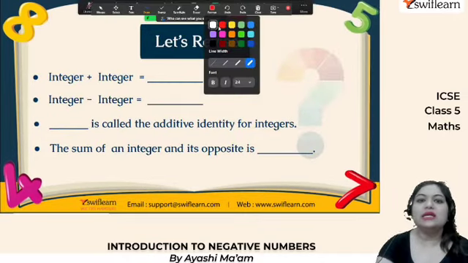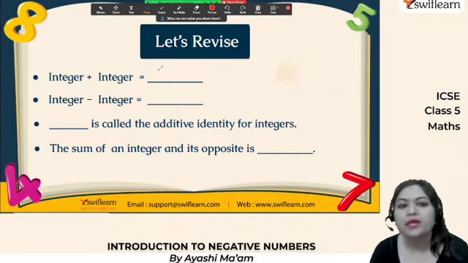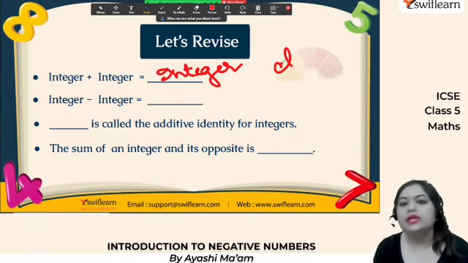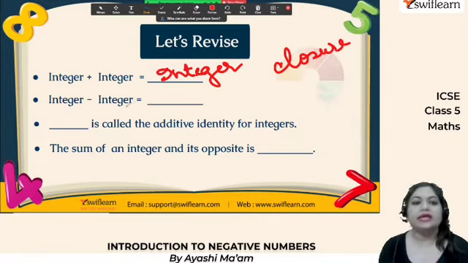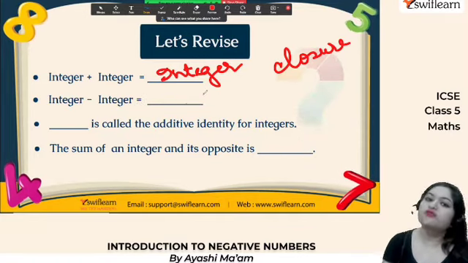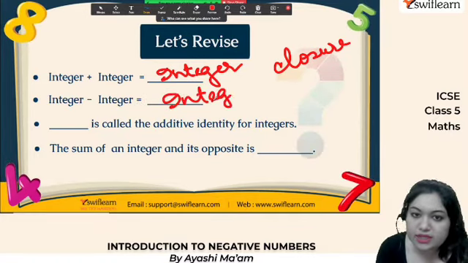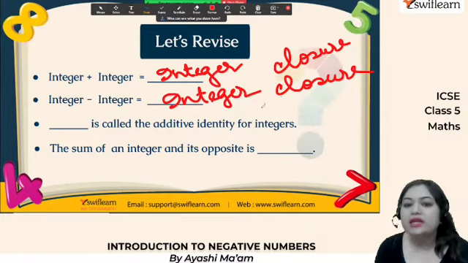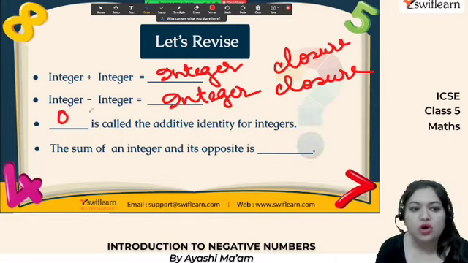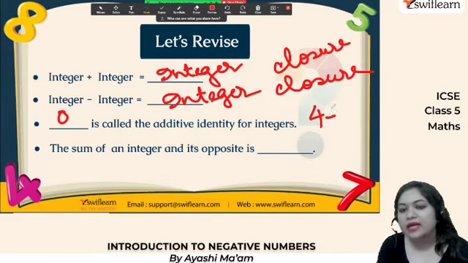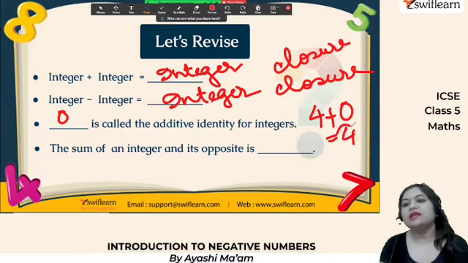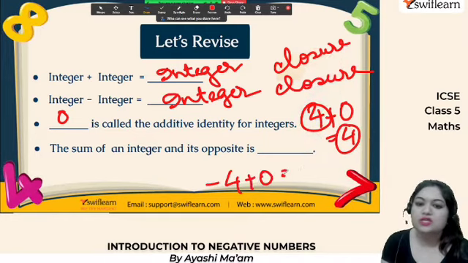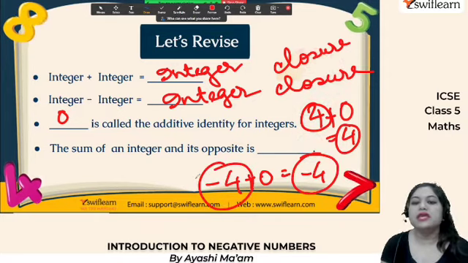Let's revise these. Integer plus integer, what will happen? It's going to be an integer only. Closure property. Integer minus integer, subtraction of integers, always you will get an integer only. Again, closure property. Zero is called the additive identity for integers. Why? Because to any number, any integer, if you add 0, we get that number back. It causes no change to the number. Even -4 plus 0, always it's going to give us the same number back.